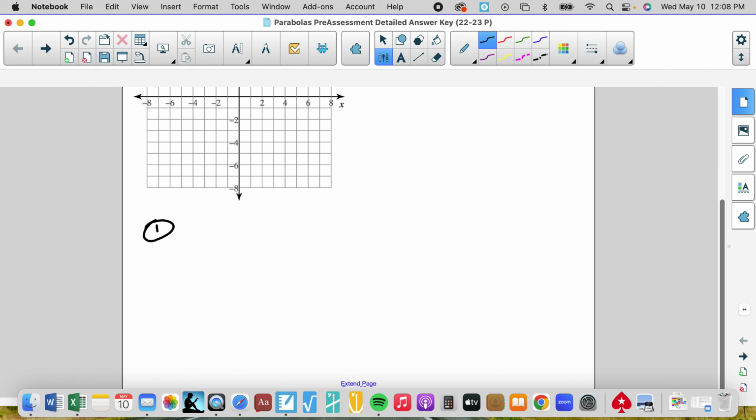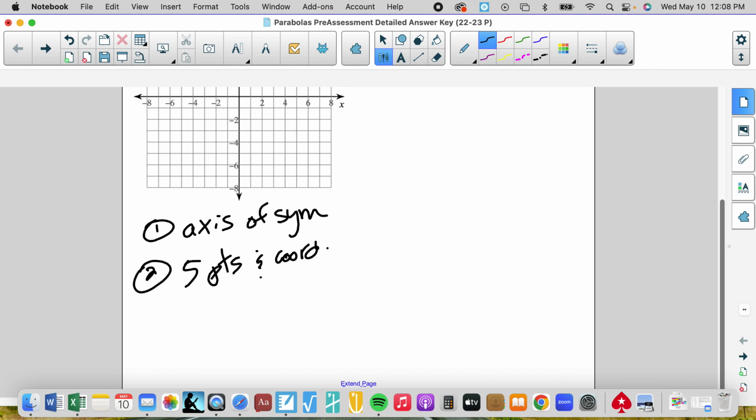Number one, we need to see the axis of symmetry on this graph. And the other key thing is we need to see 5 points and their coordinates, and a couple of those 5 points have to be specific ones that we all have.